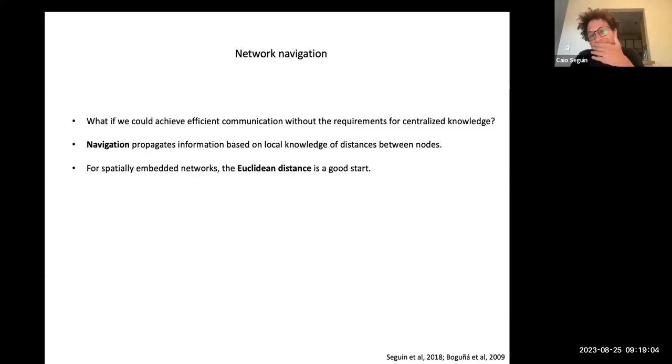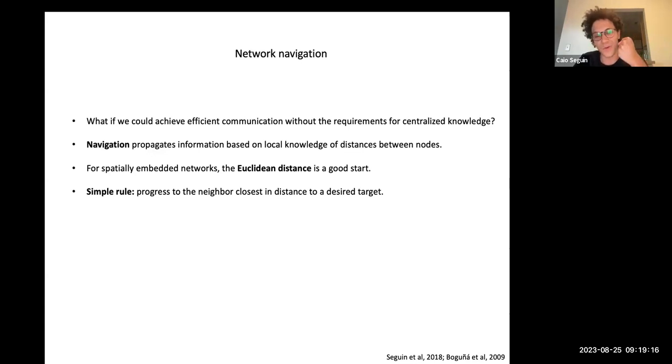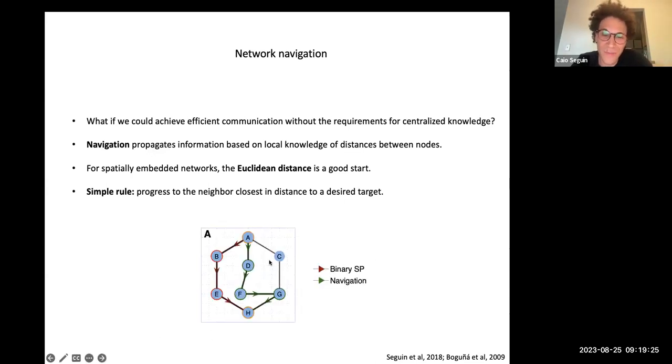So we kind of thought, okay, does this work in the brain? It was kind of like a fun question. And the brain is a spatially embedded network. So we thought, let's try to do it with Euclidean distance. So the rule is really simple. If the message is with you, you just propagate it to the neighbor that is closest in distance to the target.